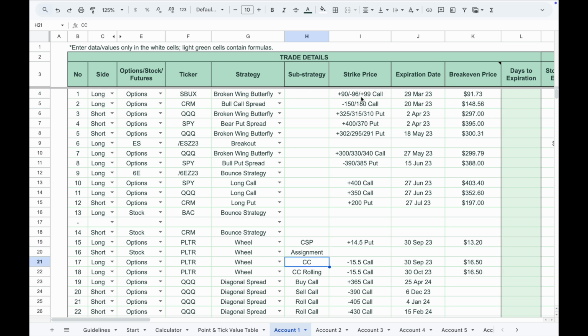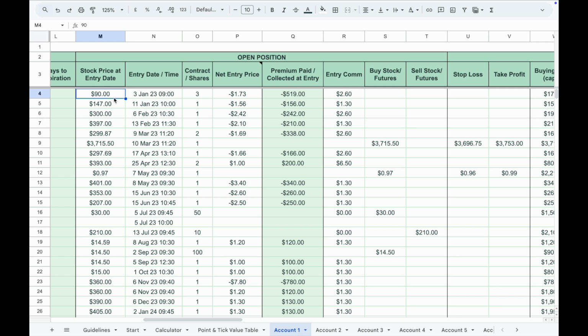Next, input the strike price, expiration date, and break-even price. In the open position section, input the stock entry price, entry date and time, the number of entry positions, and the net entry price. Use a minus sign for debit trades such as buying single calls or puts to indicate an outflow of money. For credit spreads, input the price without a minus sign. Enter the commission paid to open the trade.